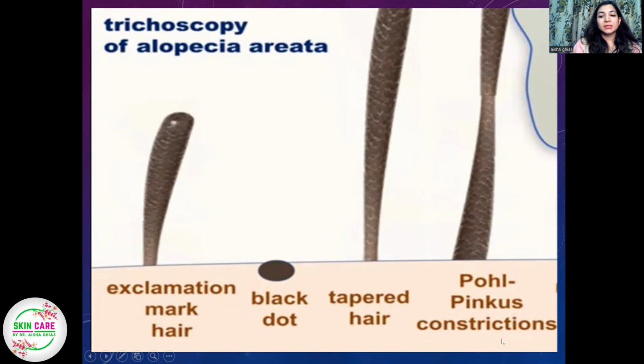And then Pohl-Pinkus constrictions. Pohl-Pinkus constrictions are the constrictions visible in the middle of the hair shaft in alopecia areata, where some improvement has taken place. Probably you have given some treatment, or naturally, as a natural course of the disease, patient is on improvement and the hair has started growing in caliber. So you get to see the thicker caliber near the scalp, thinner in the middle, and then again the thicker caliber distally. These are the Pohl-Pinkus constrictions. So all of these features are diagnostic for alopecia areata.